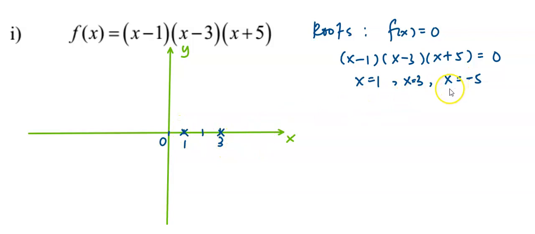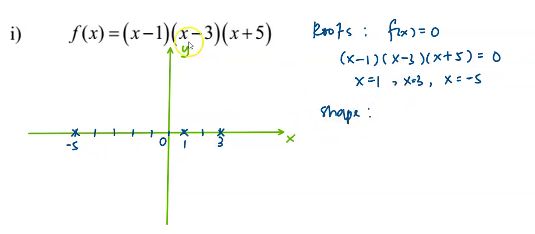And it also passes through x equals negative 5. So negative 1, negative 2, negative 3, negative 4, and negative 5. So plot the point, and we know the graph will pass through these three points. Secondly, we are going to find the shape of the graph.